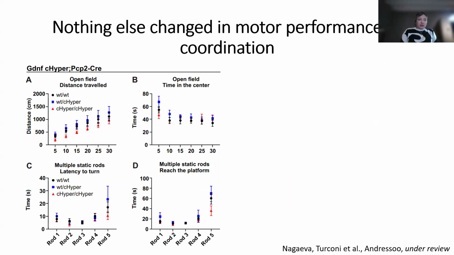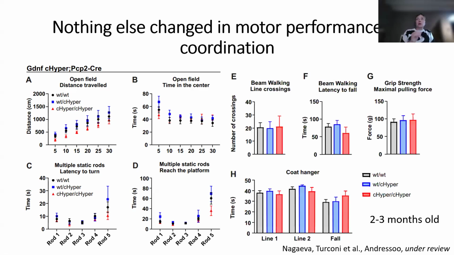Importantly, we of course tested many other motor tests, and we didn't see any differences in these animals. So no difference in open field, how they moved, no difference in anxiety, and no difference in the multiple static rod test. And similarly, we tested beam walking and grip strength, because for the vertical grip, how strong they are is probably important, and the same in the coat hanger test. So they were not different in other motor tests.